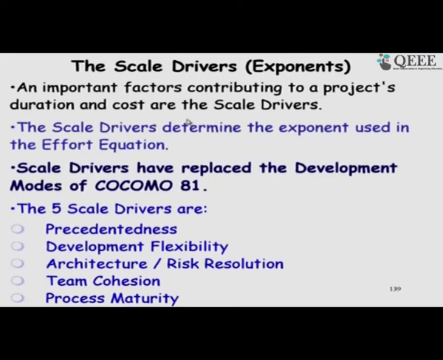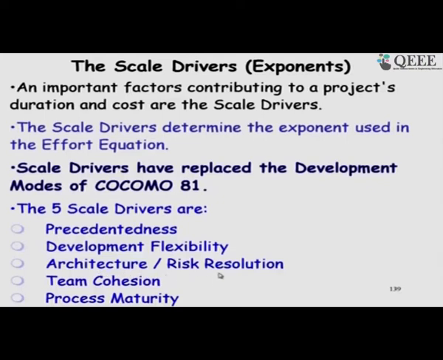It actually uses 5 scale drivers. These are the exponent, and the 5 scale drivers are the precedentedness, which says that how much the development team is familiar with the software. Are there any previous example precedent of that same software being used, developed? Development flexibility. Do we have a stringent requirement to meet the budget and the schedule, or can there be a little accommodation there possible?